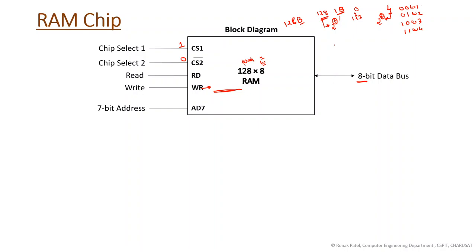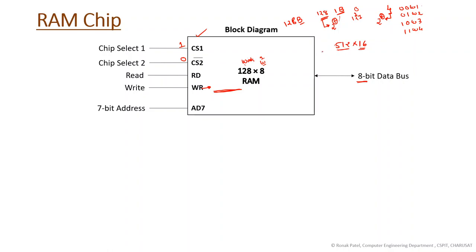When CS1 is 1 and the other chip select input is 0, at that time this chip will be enabled, and then you can perform other operations. So here the bit can be 0, 1 or inhibit, meaning no use of that signal. This is a block diagram of RAM, a 128 cross 8 RAM. Suppose instead, I give you 512 cross 16. Then your data bus is 16 bits, meaning 2 bytes, and there are 512 such words, each word having 2 bytes.